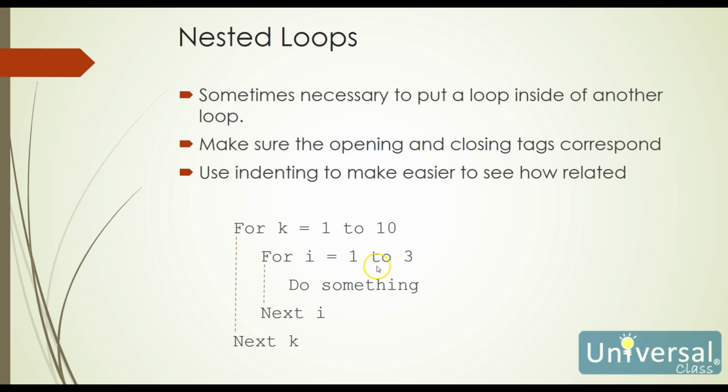So this inner loop in here, the whole loop will actually run 10 times, and it counts from 1 to 3. So this loop is actually running 3 times, each time this loop out here runs once. So when it all is said and done, whatever this do something is will actually have occurred 30 times.